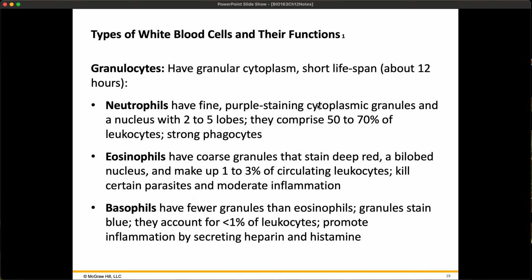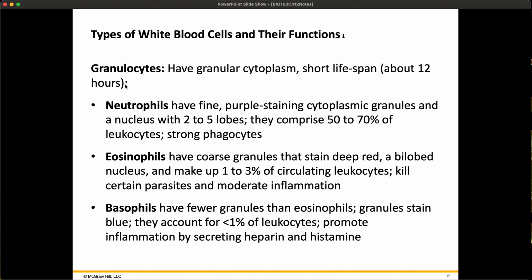So let's break down the different types of white blood cells. There are 2 general categories, granulocytes and agranulocytes. The granulocytes are called that because they have this granular cytoplasm. It looks like they have little grains of sand in the cytoplasm of these white blood cells. Short lifespan, 12 hours or so, but relative to other white blood cells, you can still produce a lot of them in a short amount of time. And it makes sense that they don't last too long. These things are fighting infections.